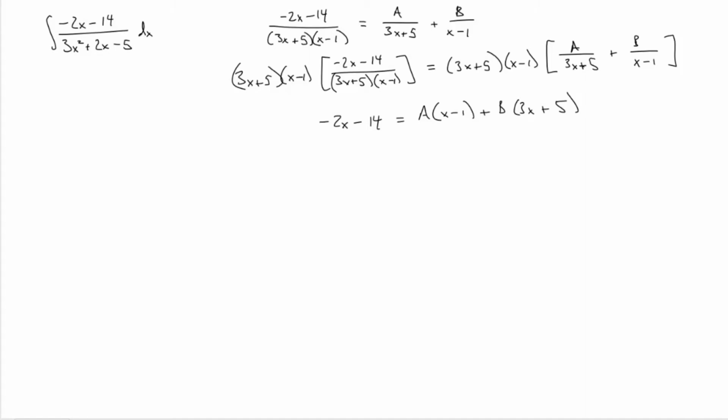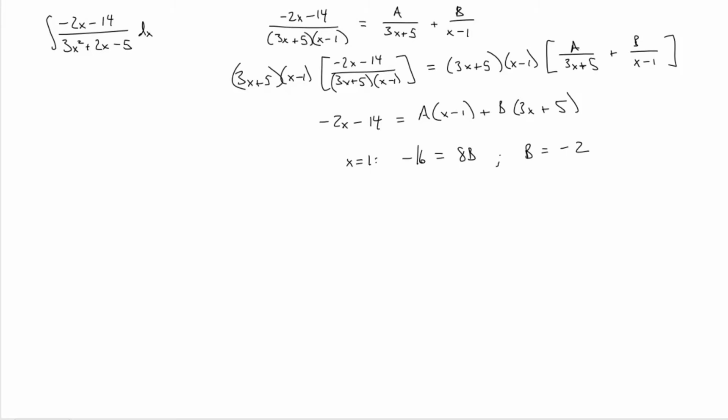Once again, it will be easier to just pick values for x that make this easy. In particular, a good choice is x equals 1. When you plug that into the equation, you get negative 16 equals 8B, because the term with the A in it goes away since 1 minus 1 is 0. And so B is equal to negative 2.